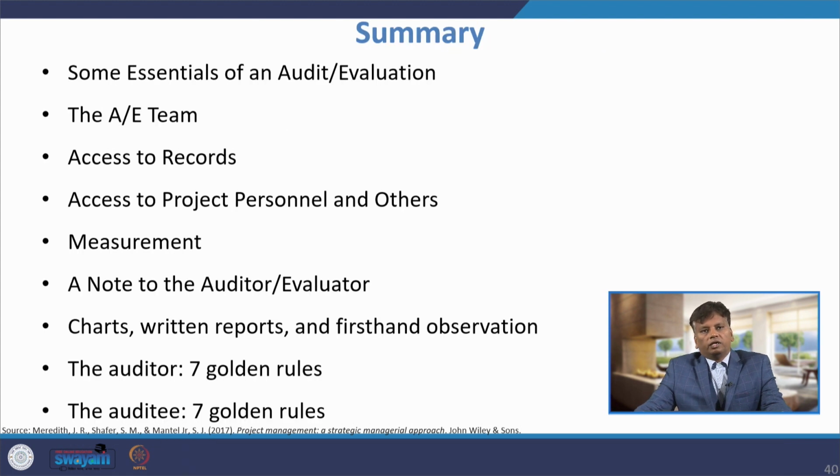Dear students, in this lecture I have continued with the previous lecture point, that is project auditing. Here we discussed what should be the components of an audit or evaluation team, then the importance of access to records and access to project personnel and others, then how to collect and measure the information for the purpose of auditing. Then we discussed some notes on the auditor or evaluator. Then we discussed the advantages and disadvantages of charts, written reports and first hand observations. Then I have given you 7 golden rules for auditor and auditee.